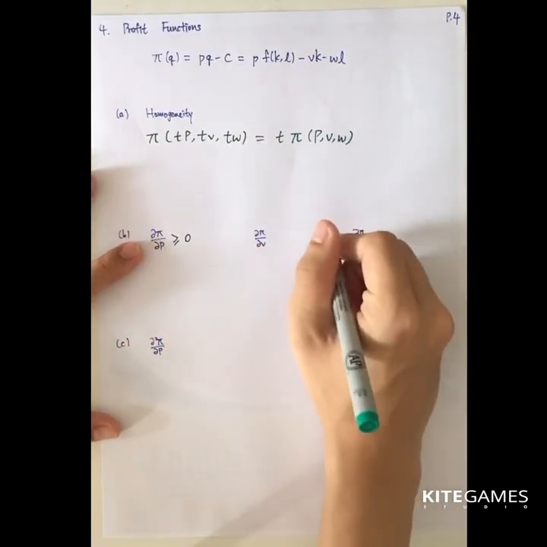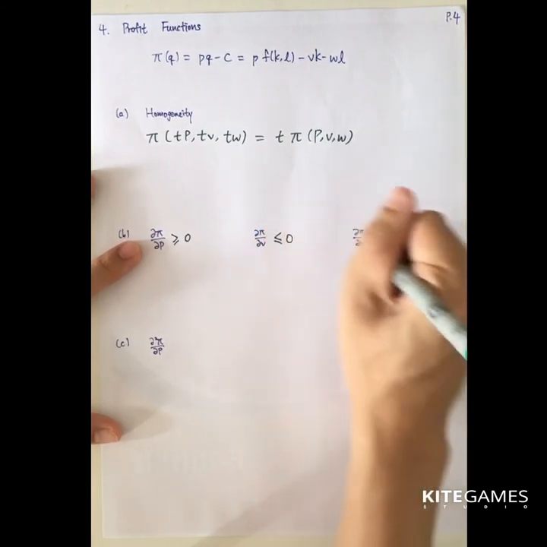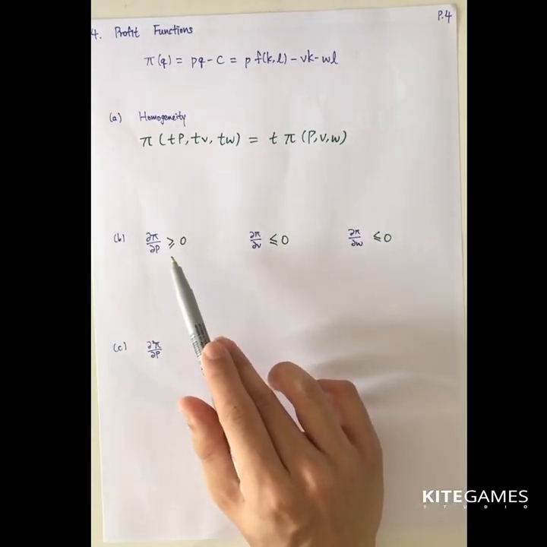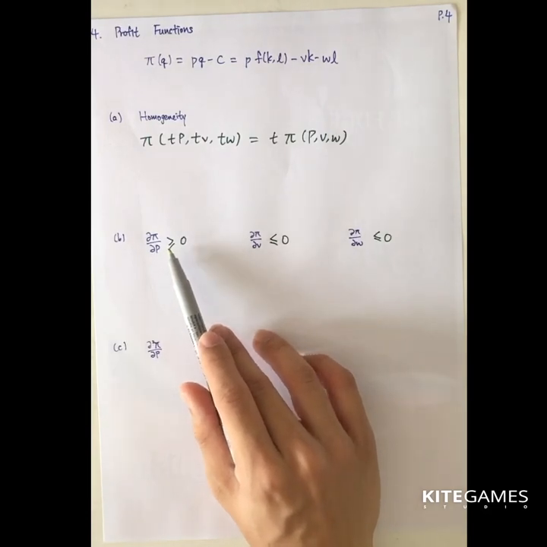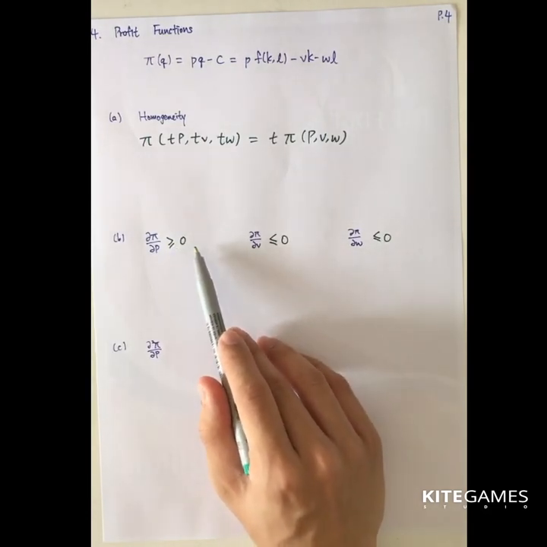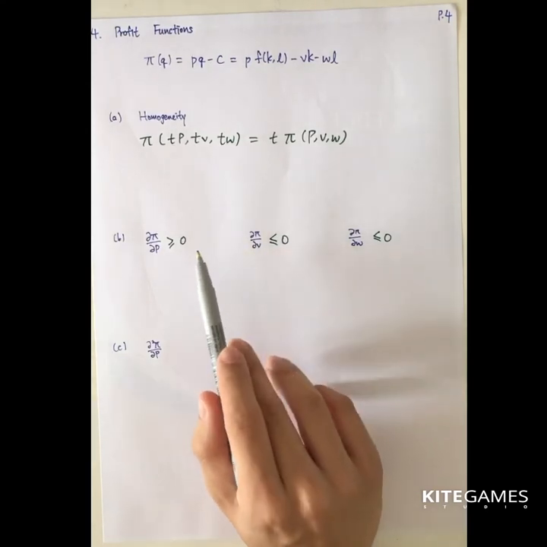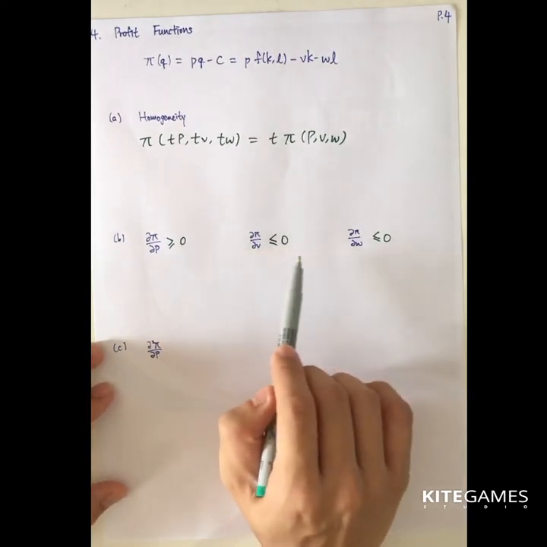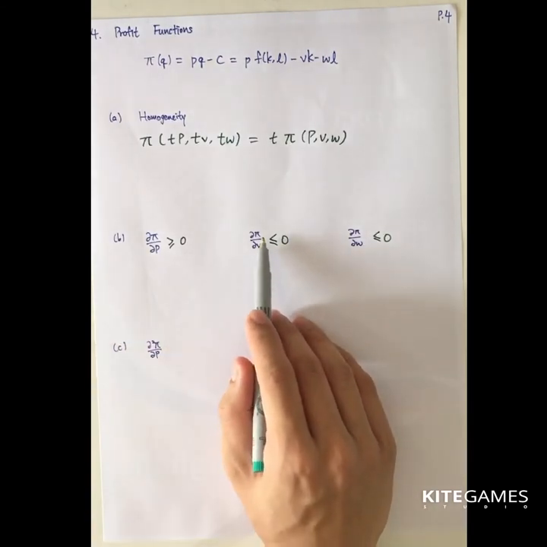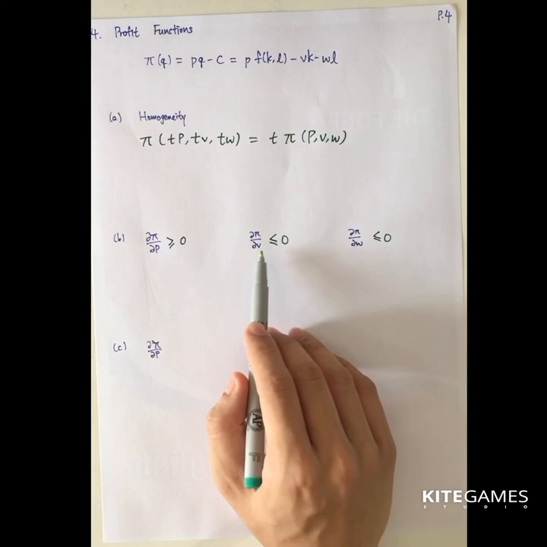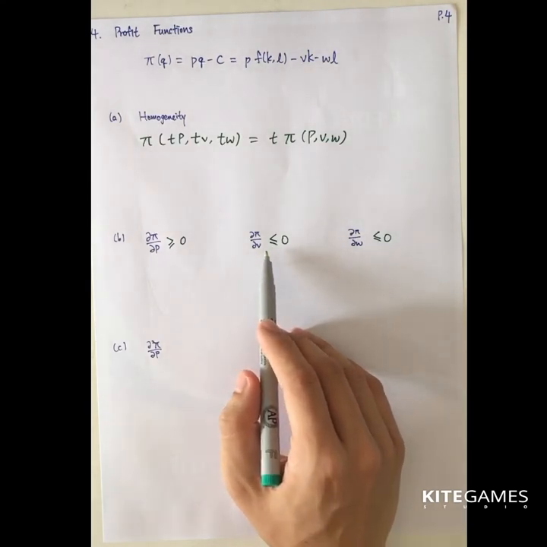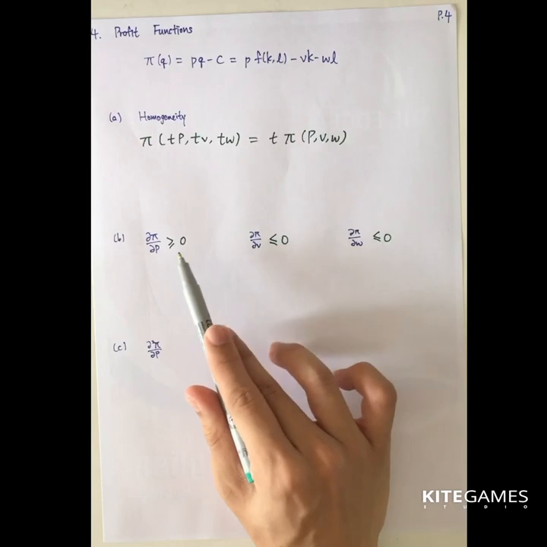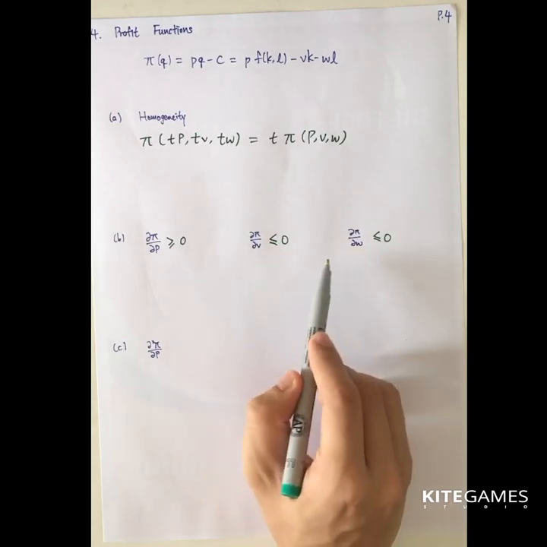Second, partial pi, partial P is non-negative. Partial pi, partial V is non-positive, and partial pi, partial W is non-positive. This is intuitive. If partial pi over partial P is less than zero, that means the firm can increase profit by reducing the price, and in this case the firm is not maximizing at the previous point. Therefore, partial pi, partial P should be positive, or at least not negative. Also, if partial pi, partial V is positive, that means the firm can increase production while keeping the cost low, so the firm is not maximizing. Therefore, we should ensure that partial pi, partial P is positive, and partial pi, partial V and partial pi, partial W are negative.